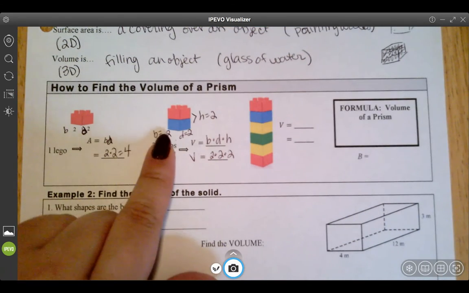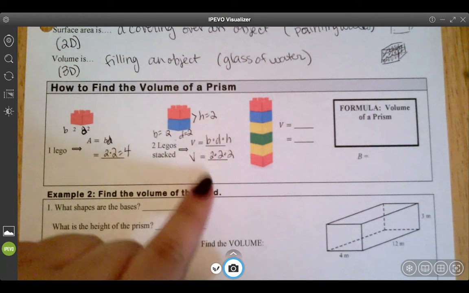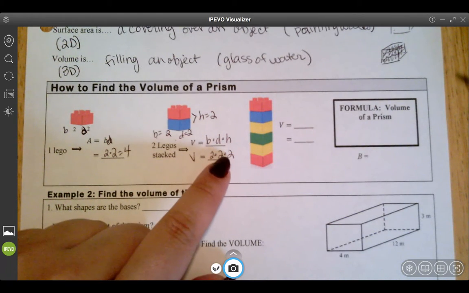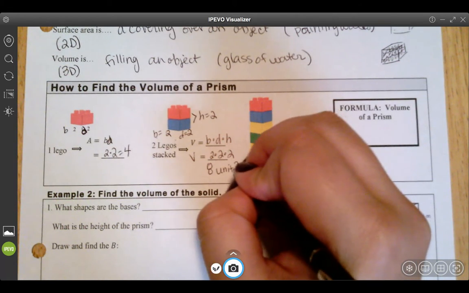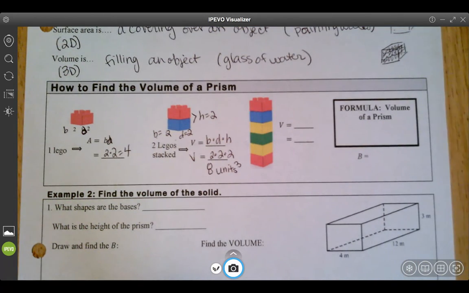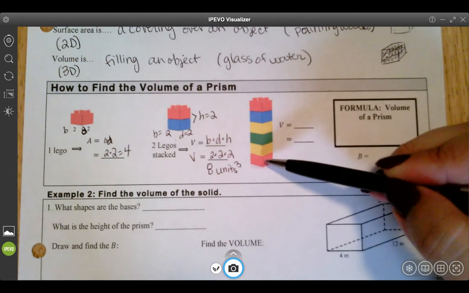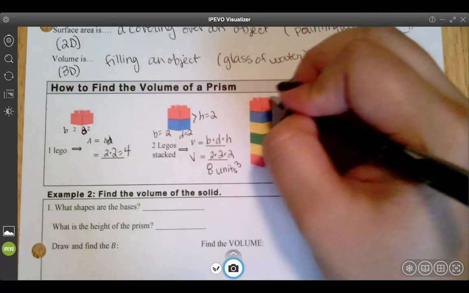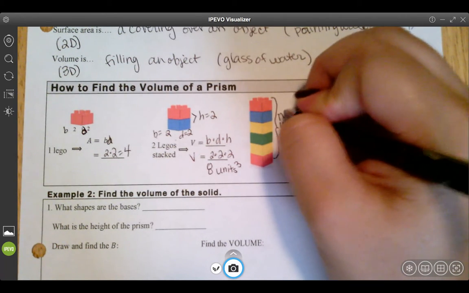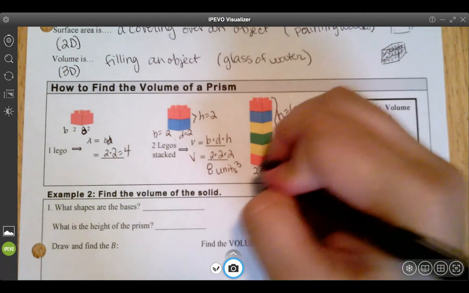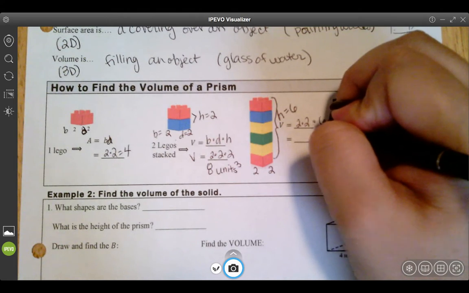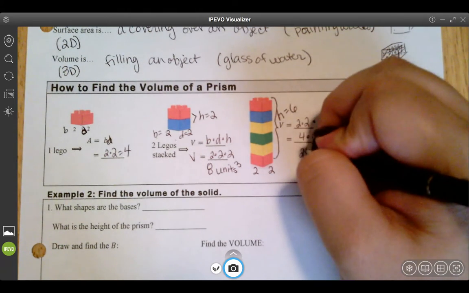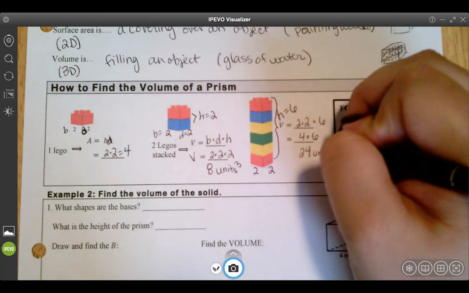And so the volume is going to be 2 times 2 times 2. So whatever units this were, if it was 2 centimeters, 2 centimeters, 2 centimeters, then this would be 2 times 2 times 2, centimeters times centimeters times centimeters. So this is 8 cubic units, which means units to the third. So when we're measuring volume, we're raising our units to the third power. So in this one, now we have 1, 2, 3, 4, 5, 6 Legos stacked on top of each other, giving me a height of 6, still 2 by 2 for the base. And so we have 2 times 2, then times 6, or 4 times 6, giving us 24 units cubed.